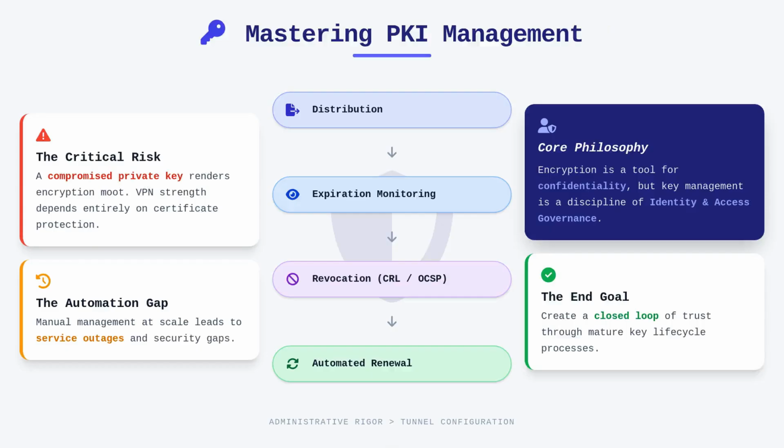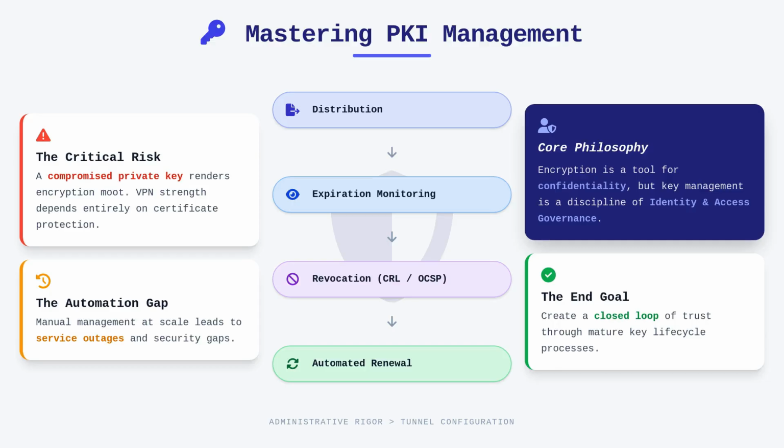Managing a PKI is arguably more complex than configuring the VPN tunnels themselves because it involves disciplined administrative rigor. You must account for how certificates are distributed, monitored for upcoming expiration, and effectively revoked using certificate revocation lists or the online certificate status protocol. A compromised private key renders the entire encryption layer moot, meaning that the strength of your VPN is only as robust as your ability to protect the certificates that authorize the connection.